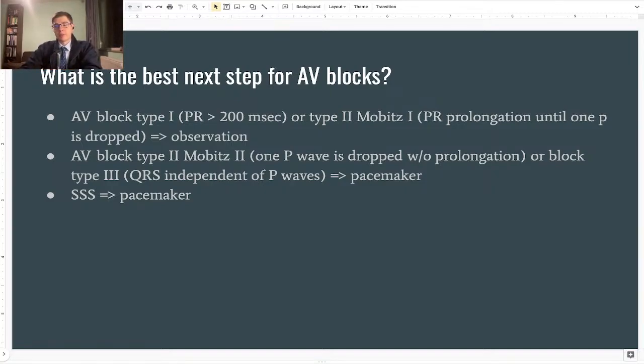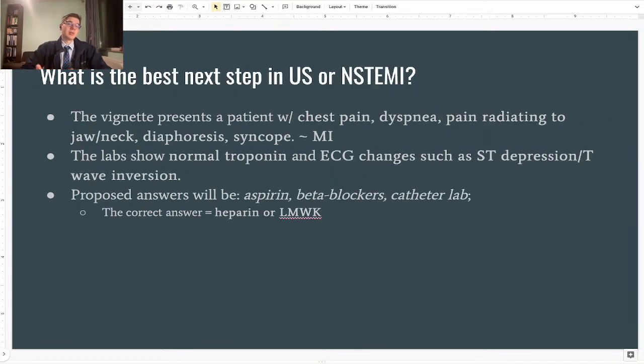The next topic is represented by unstable angina and non-STEMI. At 2CK, there's a usual trick about ACS. Patients will be presented in such a fashion that you will consider it an acute chest syndrome, but you might think that it's myocardial infarction type STEMI.